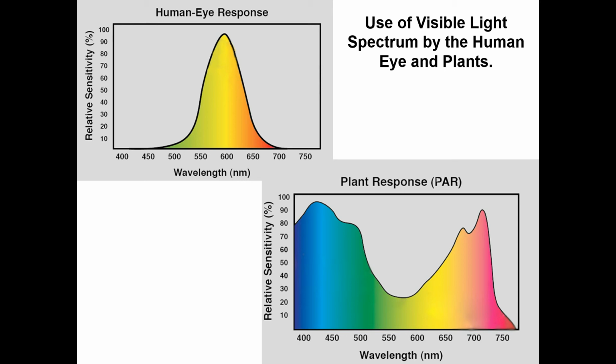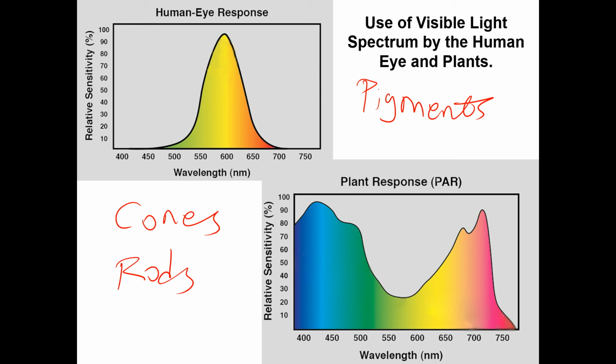Well, in this case, you're talking about pigments. And plants have many more different types of pigments than the human eye does. In the human eye, we mainly have two main types. We have our cones and our rods. You use cones to see color, to detect and perceive color light. And we use our rods to detect black and white and shades of gray.